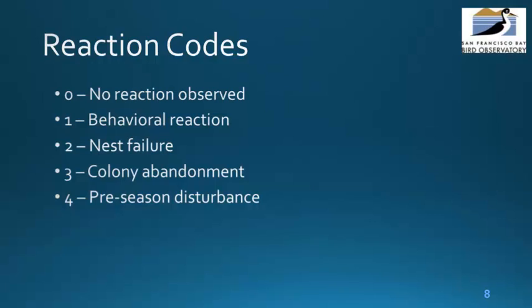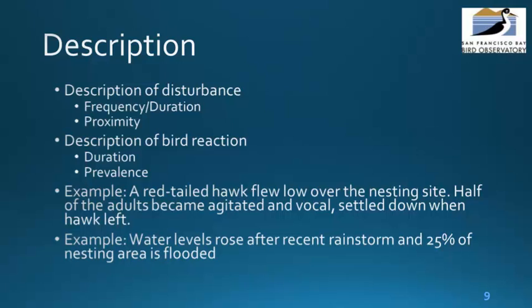Category 4 is for pre-season disturbances and is only relevant to disturbances that you infer during your first visit of the season. For example, if you discover that the nesting tree was cut down. The description is where you can provide any details that will help us understand exactly what happened and how the birds responded. Information that might be helpful includes the frequency of a disturbance, did it happen once or repeatedly, or how close it was to the colony.